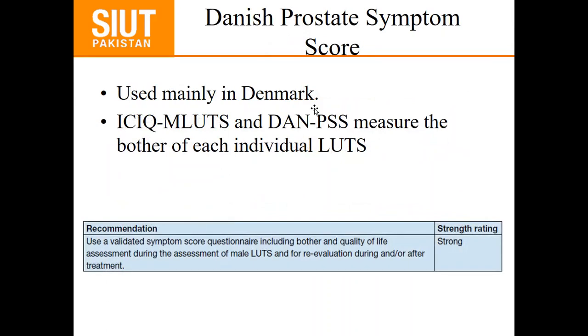And there is another score which is called the Danish Prostate Symptom Score, and these two scores measure the bother of each individual lower urinary tract symptom. And the EAU strongly recommends a validated symptom score questionnaire, including bother and quality of life assessment, during the assessment of male lower urinary tract symptoms and for re-evaluation during or after treatment.